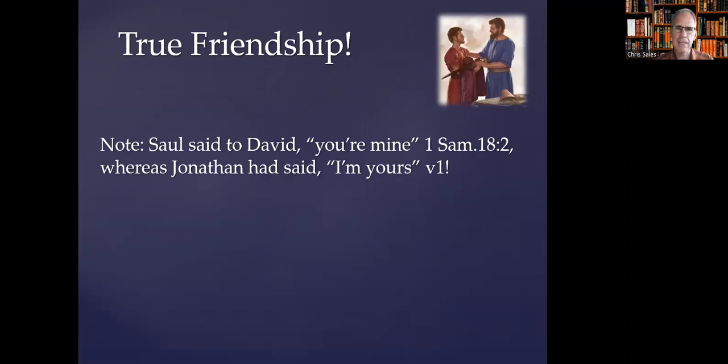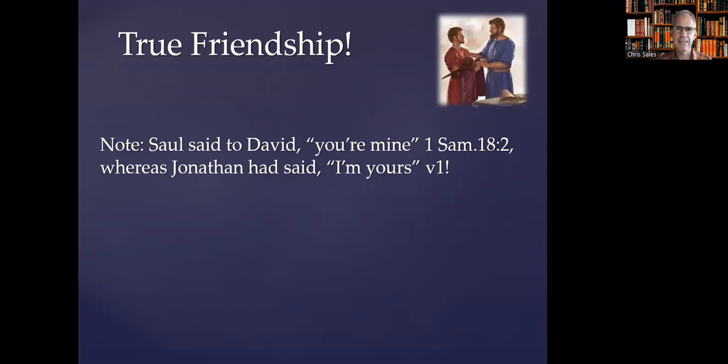Jonathan's basically giving of himself. He's saying to David, I'm yours, whatever you need, I'm here to help. What about Saul? In verse 2, it says, Saul took David that day and would not let him go to his father's house anymore. So you've got these two people who both love David, we'll see that.